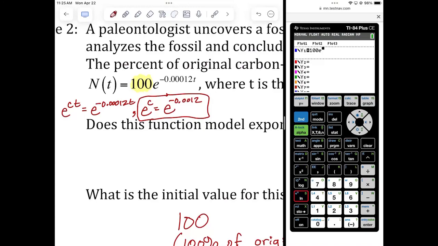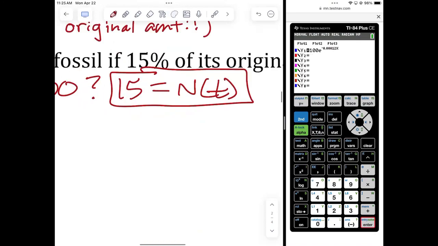Okay, now we can type in negative 0.00012, and instead of t, we use x. All right, now in y2, we're going to put what? We want to know when it's equal to what? 15. Now, don't just hit graph.